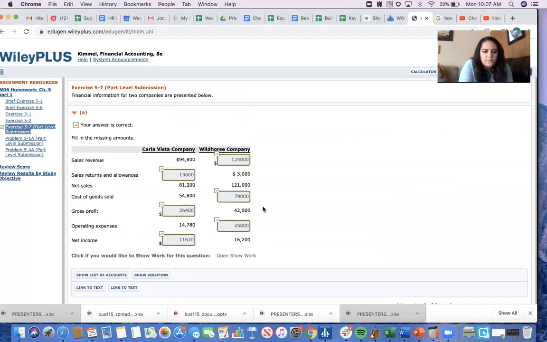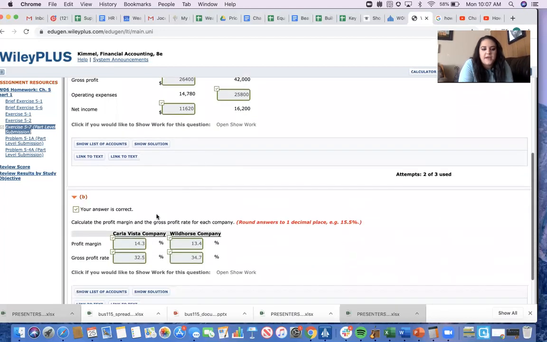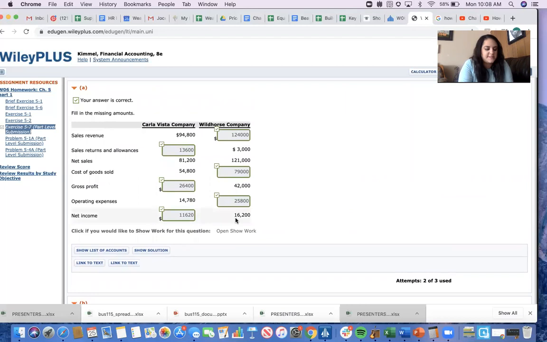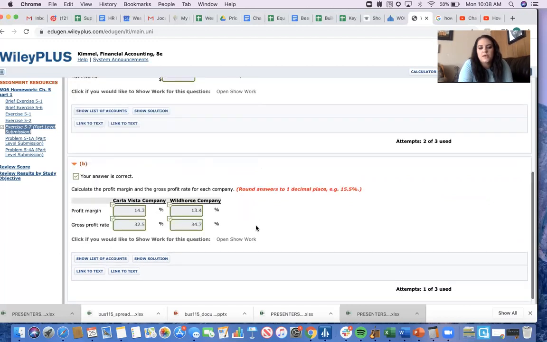So we want to take our 11,620 divided by 81,200. And once we do that, I get 14.3%. And that's for Carla Vista. Since we're doing profit margin, we'll just do the same for Wild Horse right now. So then we take the 16,200 divided by the $121,000. And then that gives us 13.4%.